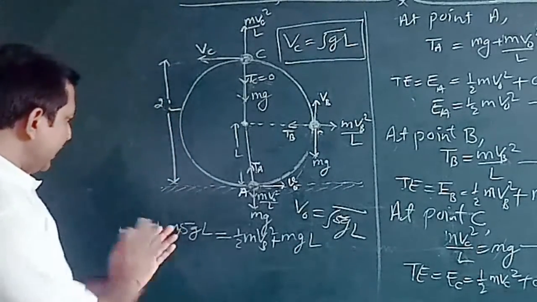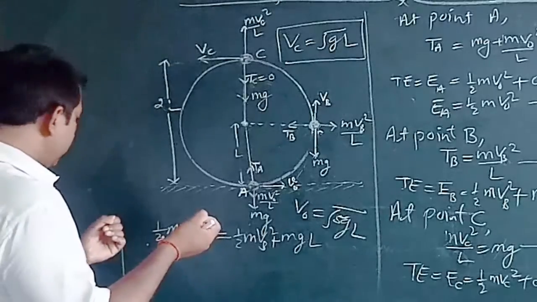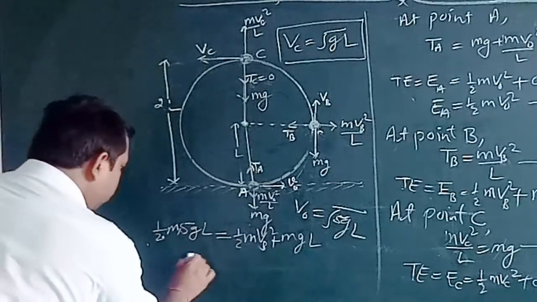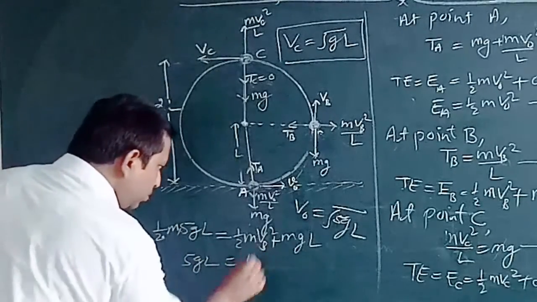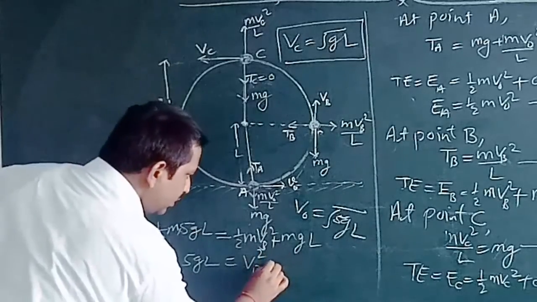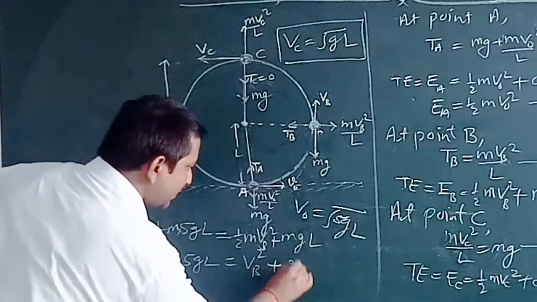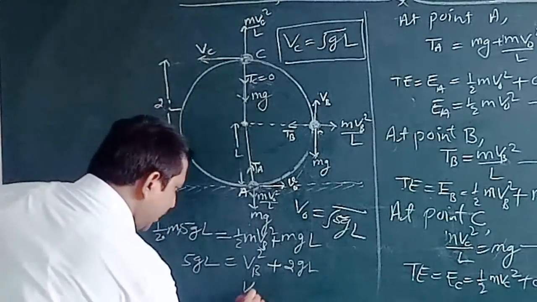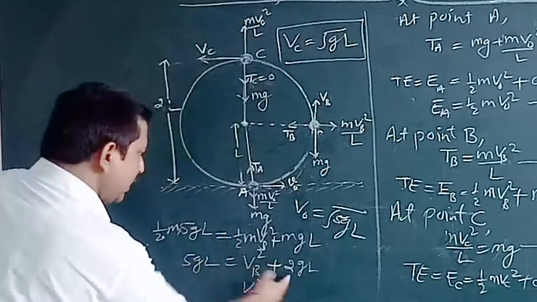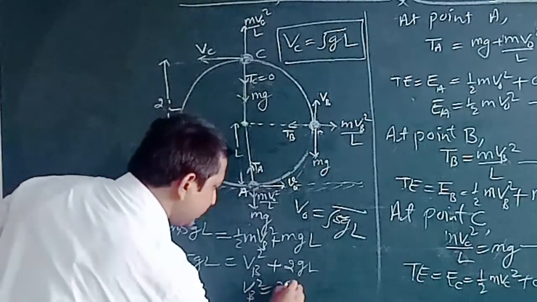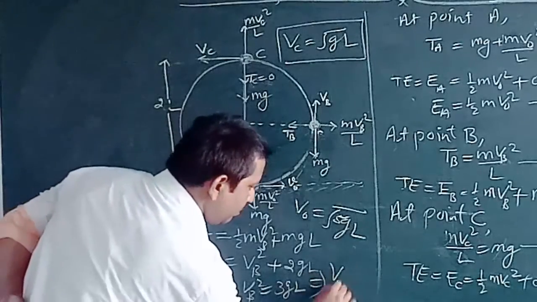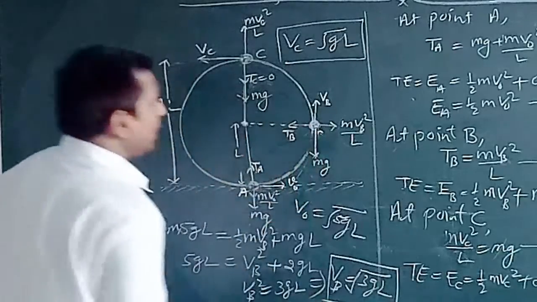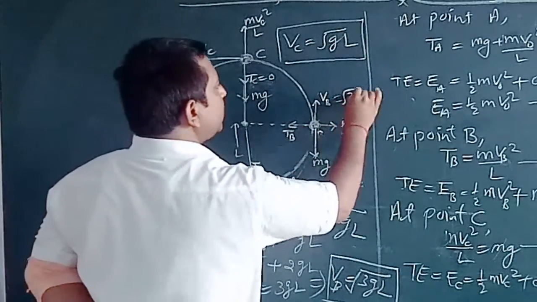So if we cancel half and m from both sides, then we get 5gl is equal to vB square plus this becomes twice of gl. So if we transpose it, then we get vB square equal to 5gl minus 2gl, that is equal to 3gl. So from here vB is equal to root of 3gl. Okay, so the velocity at this point is root of 3gl.